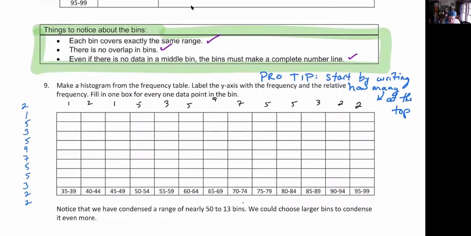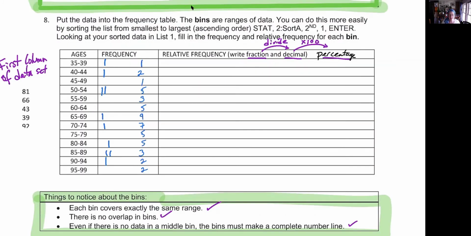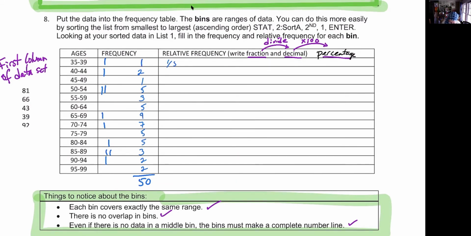I got a shortcut down here. I have the totals here. So there's the totals for the 50 sets of data. When you add all these up, those will add to 50. And the relative frequency is relative to all the data, how many of them are in that first bin. This first bin has 1, so that's 1 out of 50. The second bin has 2 out of 50, 1 out of 50, 5 out of 50, 3 out of 50, etc. So that's the fraction.